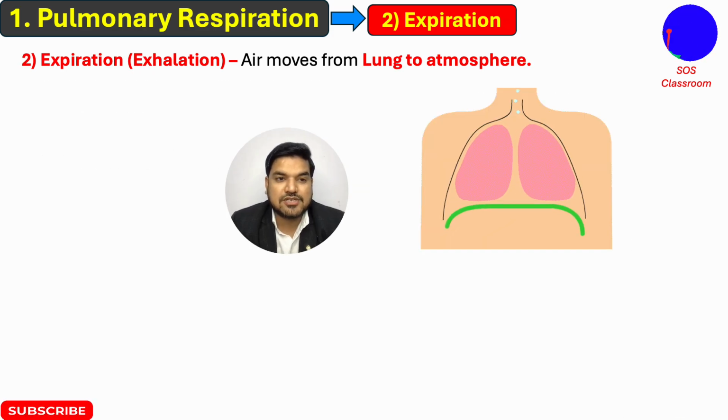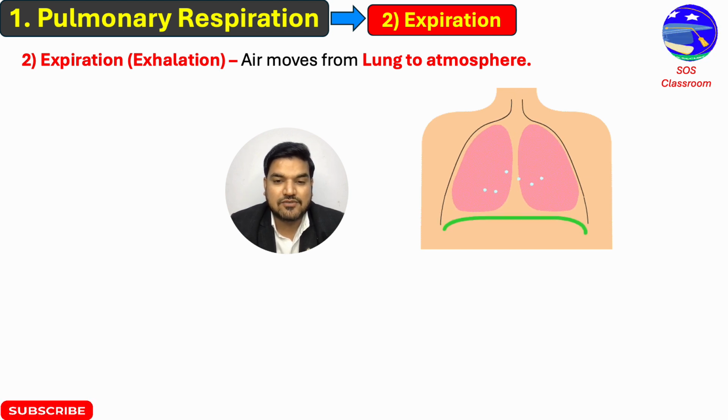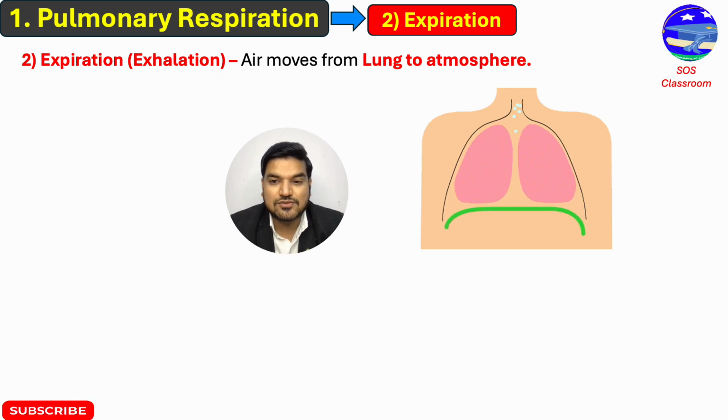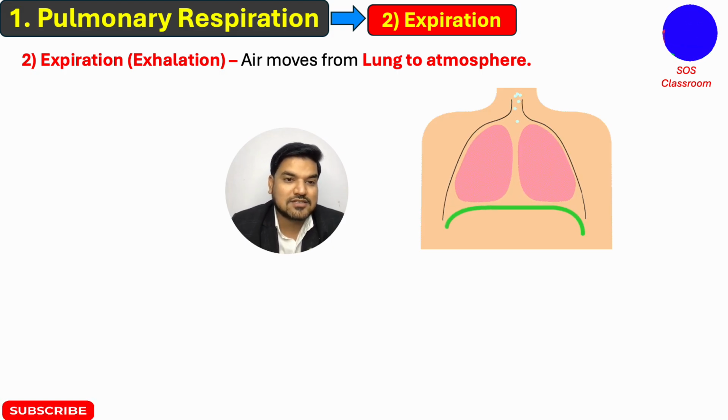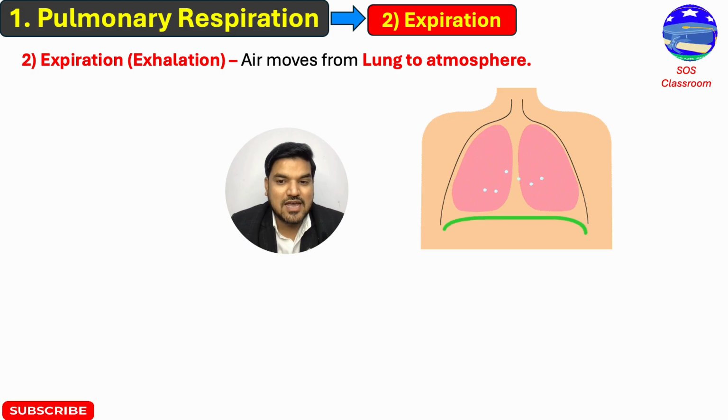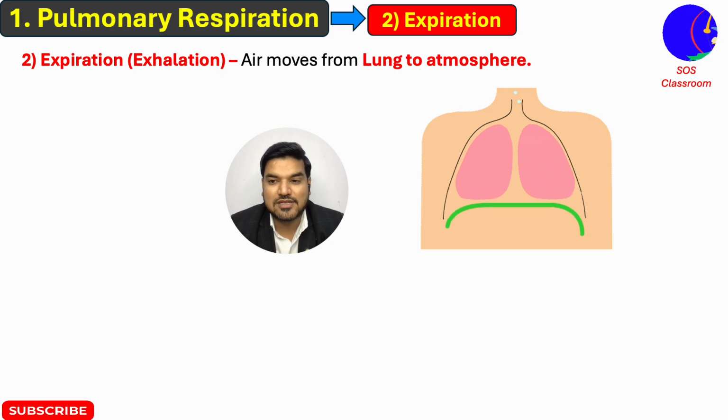The next process is expiration or exhalation. Opposite to inspiration, what will happen here? The relaxation of the diaphragm and relaxation of the intercostal muscles lead to a decrease of the thoracic volume and an increase of the intra-alveolar pressure. Then air moves from the lungs to the atmosphere.